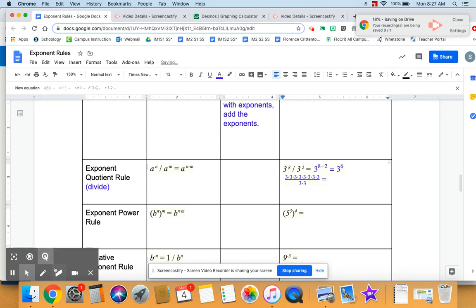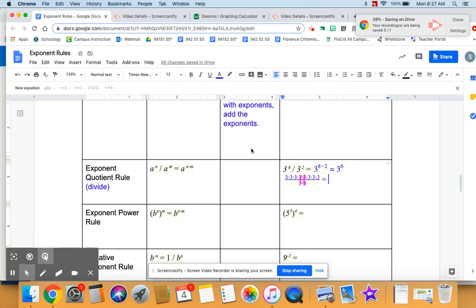And now that I have this, I can cross out the 3 divided by 3, make that a 1. This 3 divided by 3 can become a 1. And now that they've canceled away, you can see that I have 1, 2, 3, 4, 5, 6 threes left on top, nothing left on bottom, which means I don't need to write it in fraction form anymore. And it just becomes 3 to the power of 6 that's left.